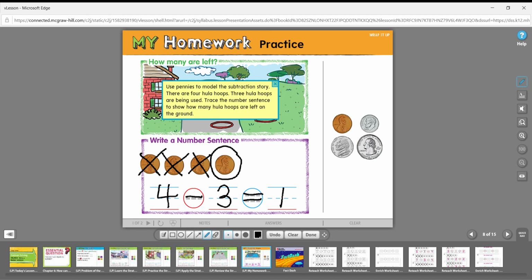So you're going to practice those strategies in your lesson 6 packet today. And then later on when you do your homework, you're going to do some practice that looks like this.